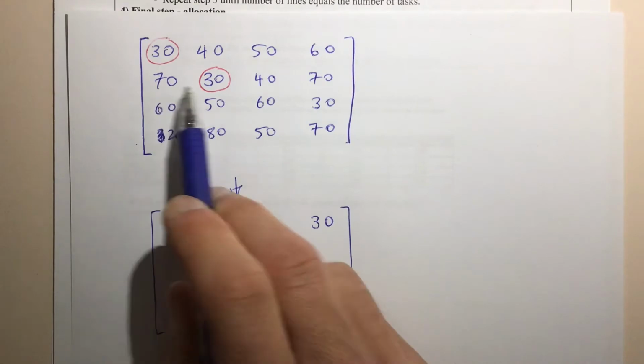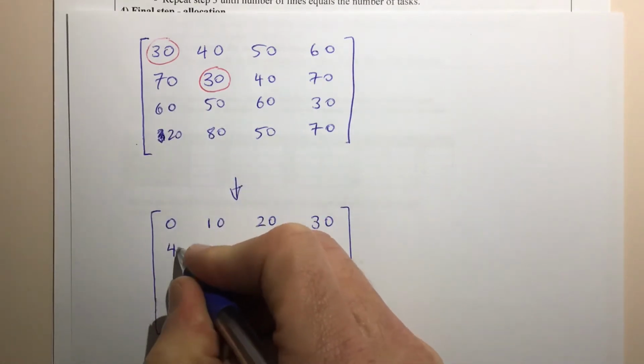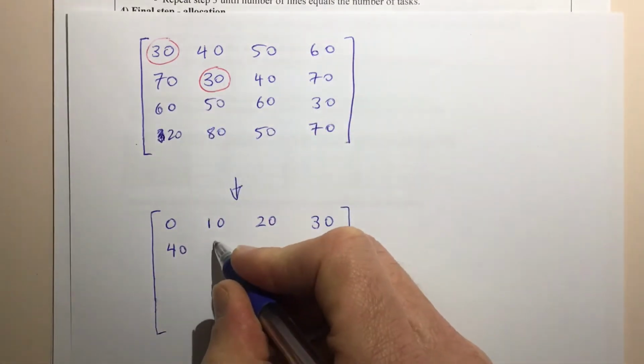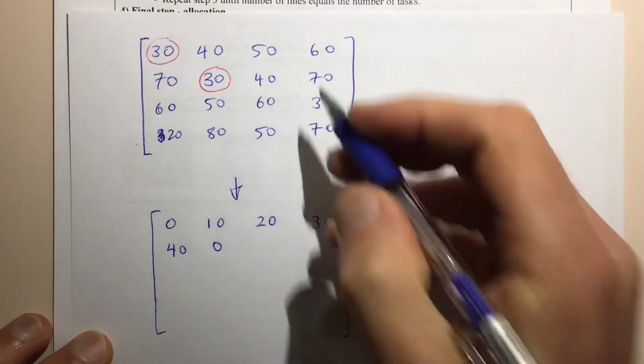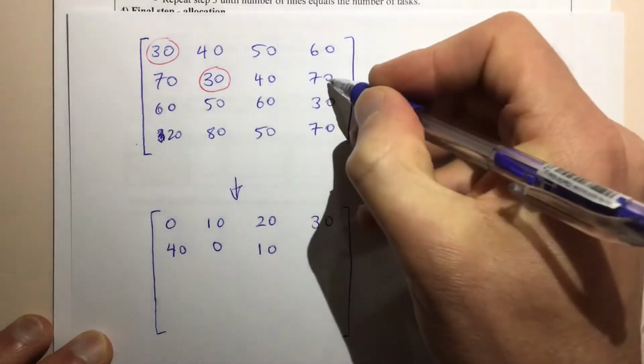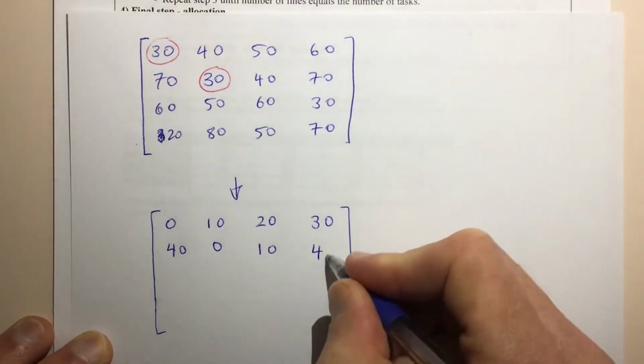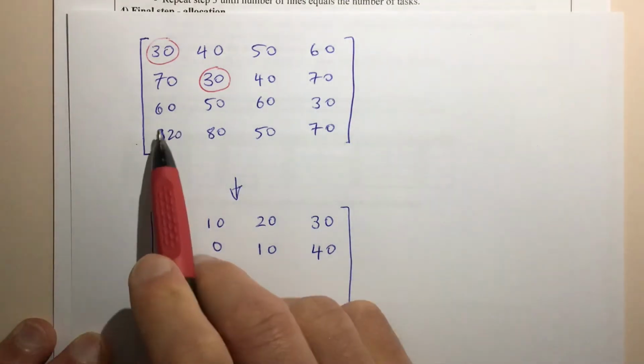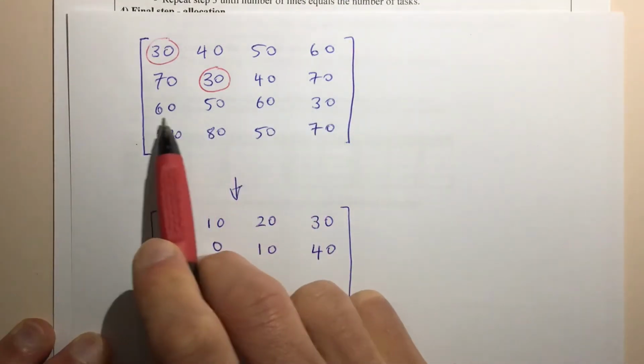So 70 take away 30 gives 40. 30 take away 30 gives 0. 40 take away 30 gives 10. 70 take away 30 gives 40. All right. Third row, so let's just repeat this. We find the smallest number in the third row.